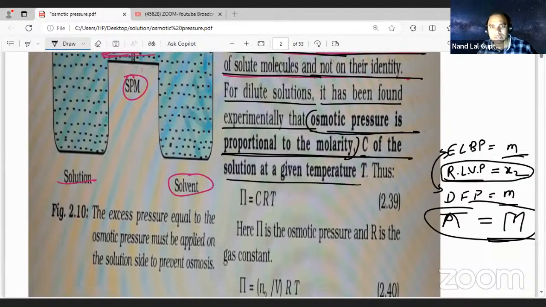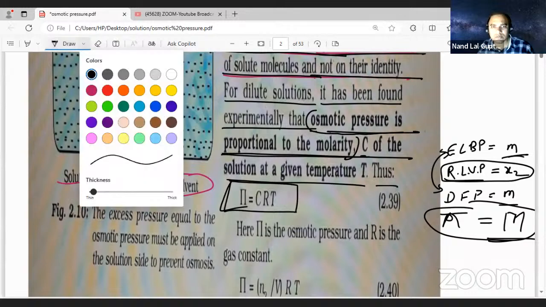If C is the concentration of the solution at temperature T, thus pi is equal to CRT. Okay, this is the point.